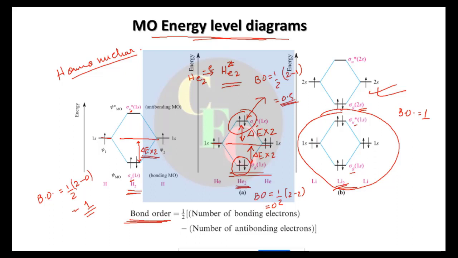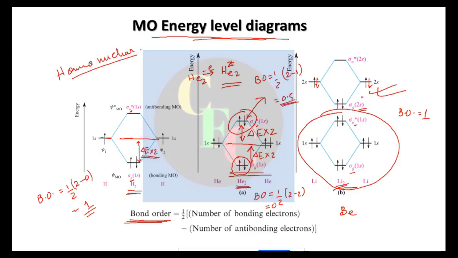Okay. Now for beryllium, what will be the picture? For beryllium, it will be similar to helium, right? For beryllium, we will have one more electron here, right?